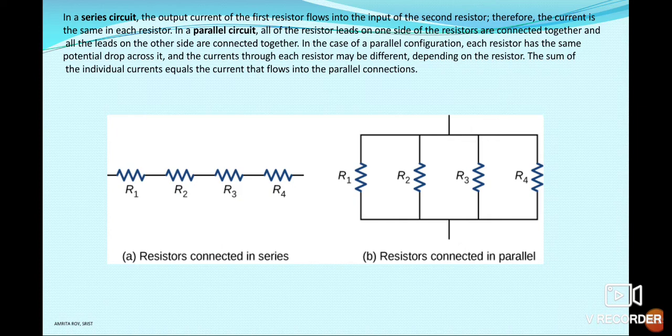Similarly, for a parallel circuit, we can see when we send a current through the circuit, it is dividing into 4 branches. In this circuit, we have 4 resistances R1, R2, R3 and R4.